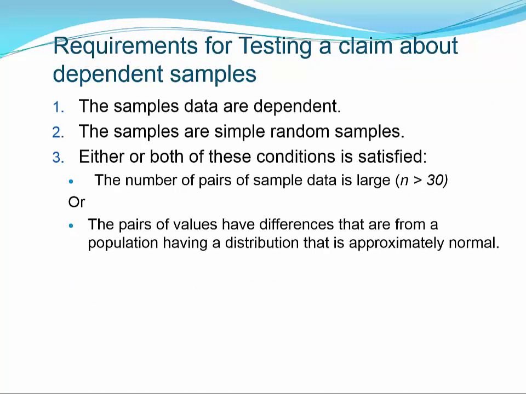So the requirements for testing a claim about dependent samples are: first, the samples must be dependent. Second, the samples are simple random samples. Third, either or both of these following conditions are satisfied. The number of pairs of sample data is large, n is greater than 30, or the pairs of values have differences that are from a population having a distribution that is approximately normal.